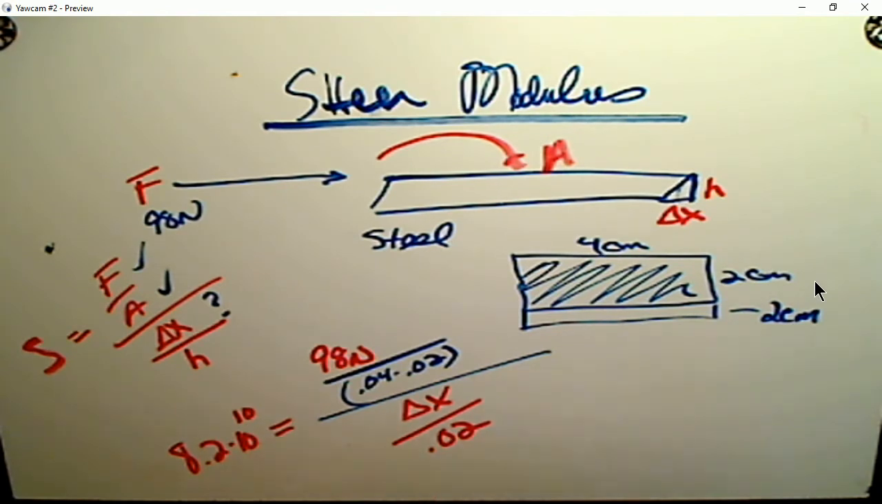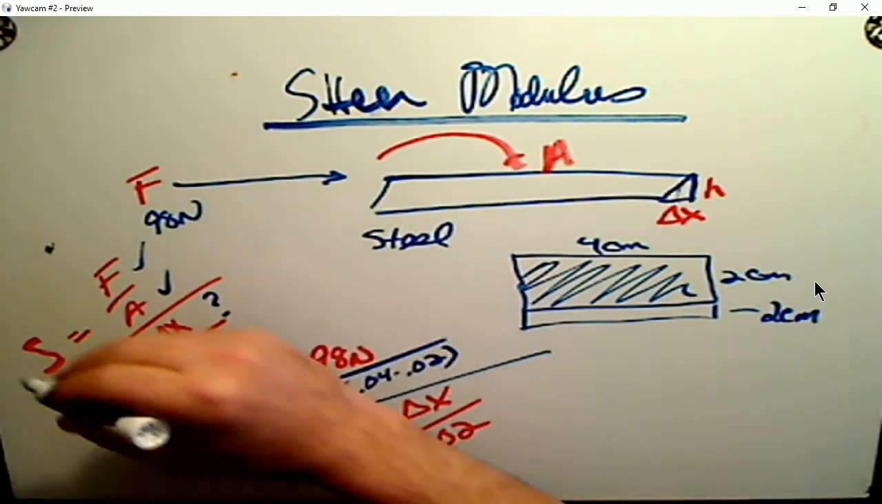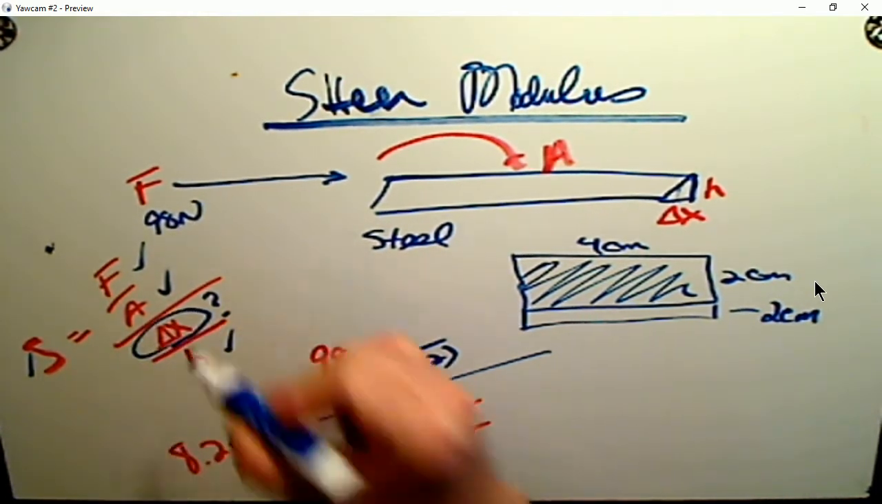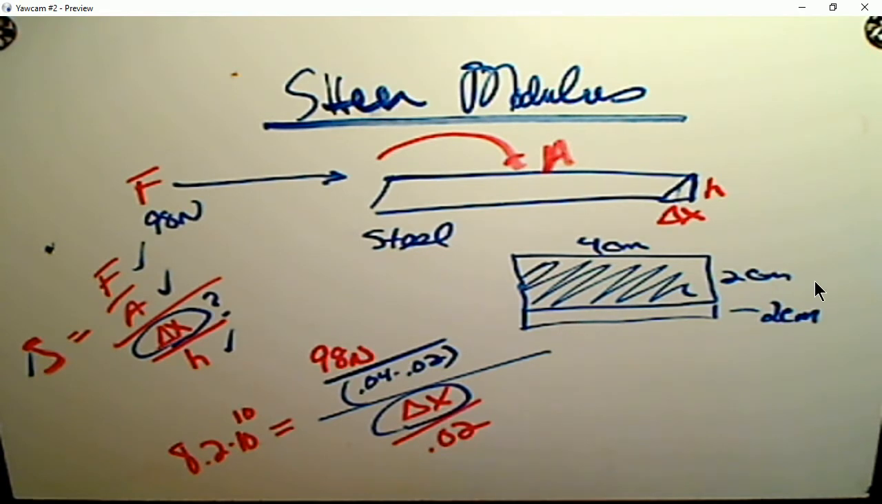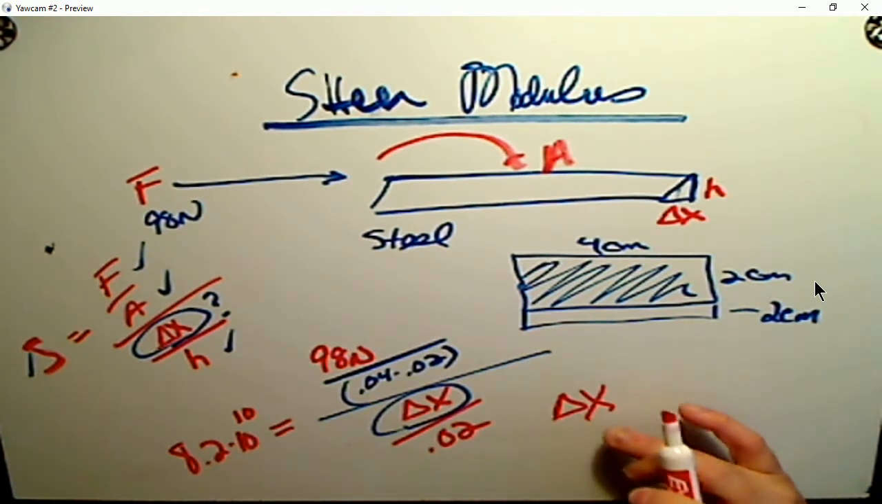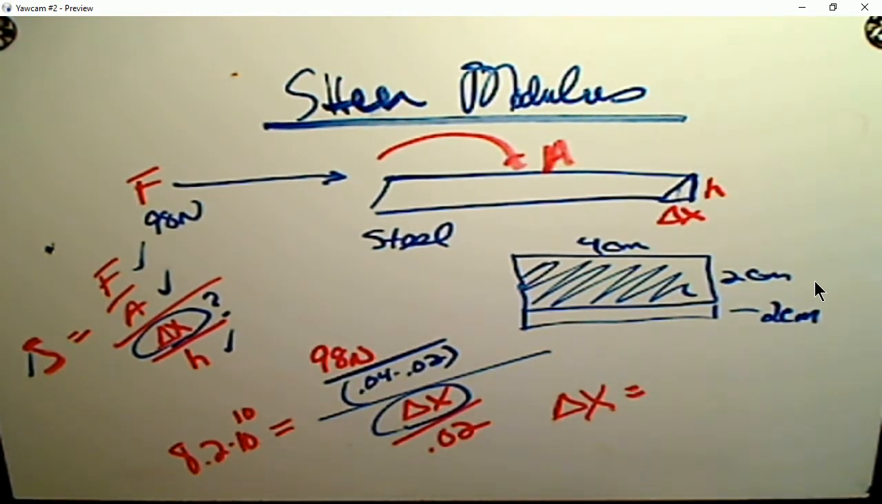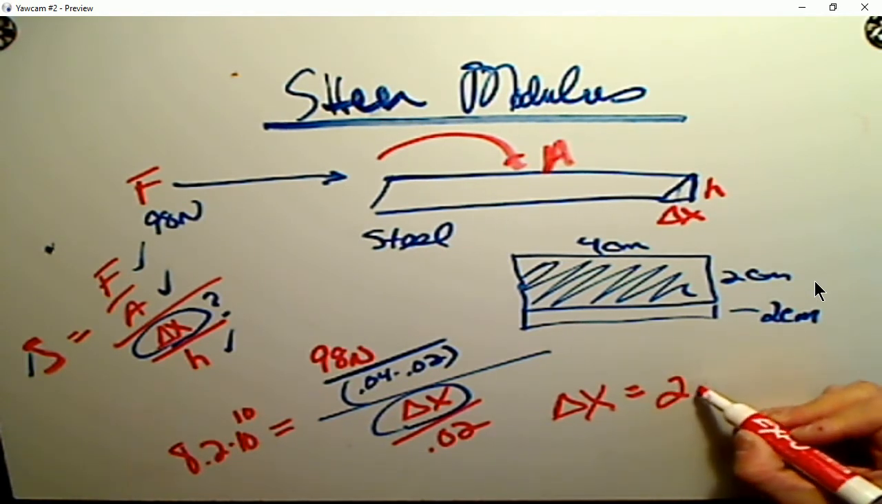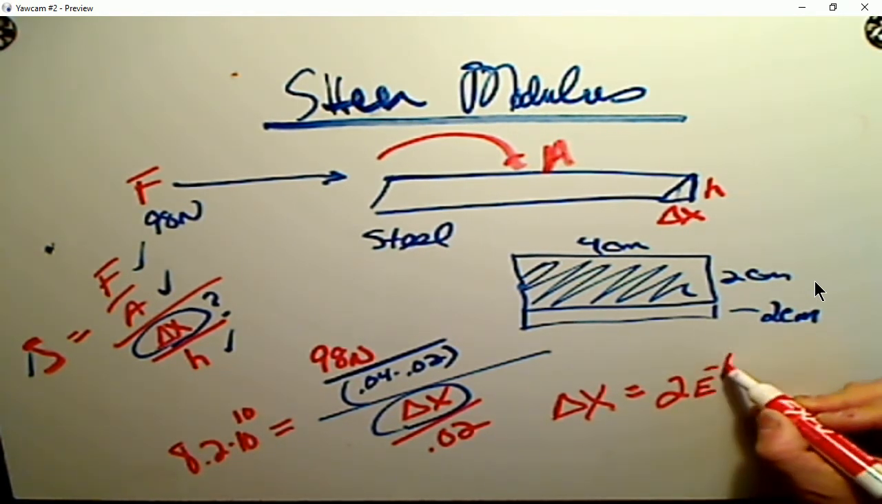So as you can see, if I do this equation, I'm missing only one variable, change of x. So take a minute, see if you could solve this change of x. Put it on pause. You get 2e to the negative 16 meters.